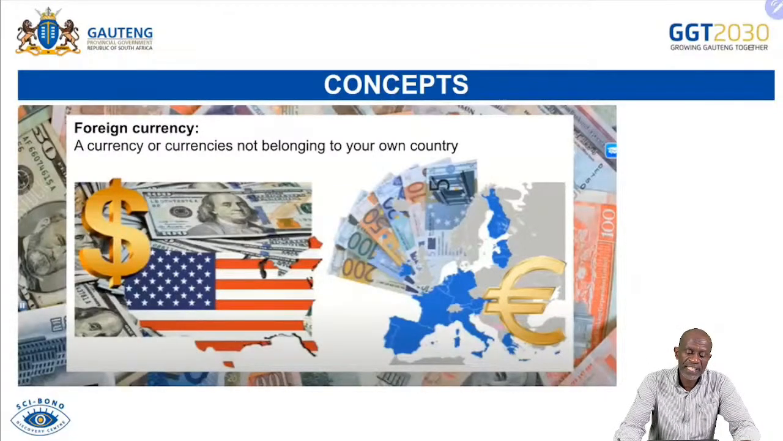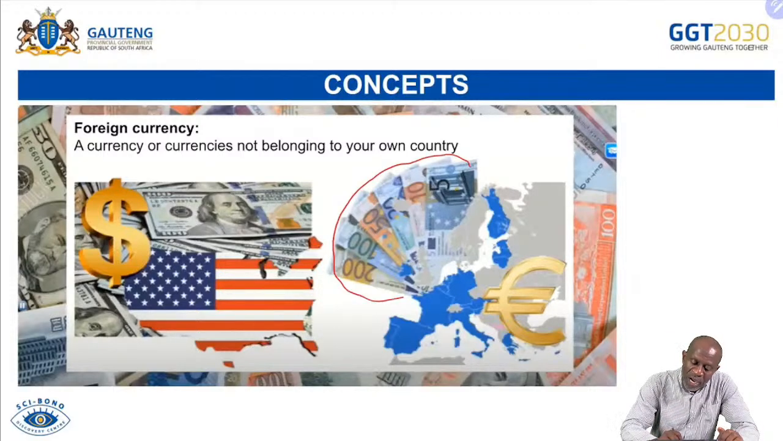A foreign currency refers to a currency or currencies not belonging to your own country. So the US dollar is not a currency for us as South Africans, but we will need to use it when we visit the United States of America. We are not going to use our local currency when we visit countries abroad. This one is the euro.